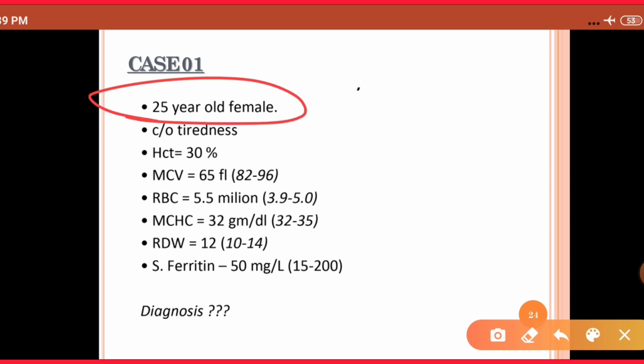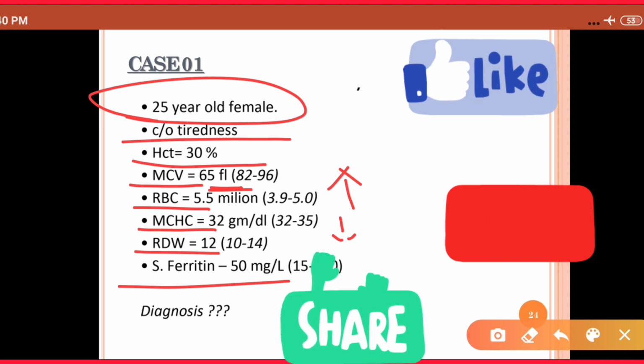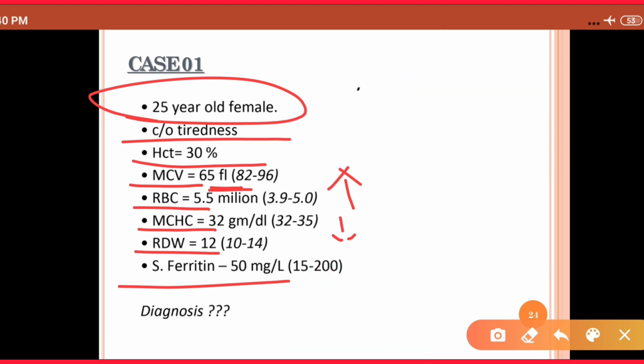A 25-year-old lady presented with tiredness and fatigue. Her CBC report showed a low hematocrit level. MCV is low, you can see that it is 65, so it's low. Red blood cell count is increased. MCHC is borderline, we can say borderline low. RDW is within range and serum ferritin is within range. What is your diagnosis? So here the important point is hematocrit is reduced.